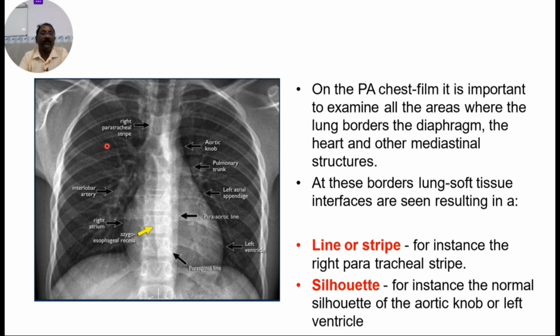See, I showed you now. So this is the right paratracheal strip. You can appreciate that white line. So this is the white line. This is the paratracheal strip. See the aortic knob. This is the aortic knob. Any pathology in this area, any aortic aneurysms, etc., you can appreciate.